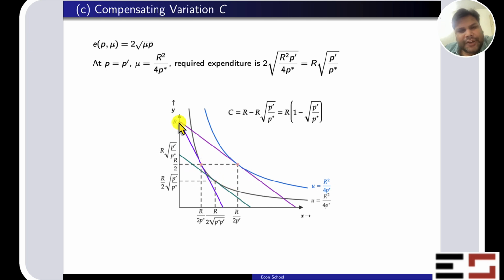It is given by the difference between this and this, which is r minus r times root p prime by p star, which is r into 1 minus root p prime by p star. And this is your compensating variation. This is the answer to part C.